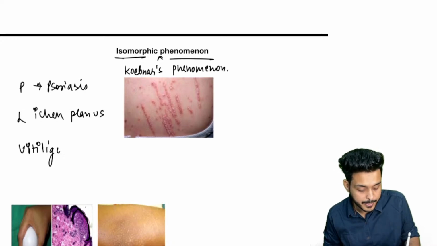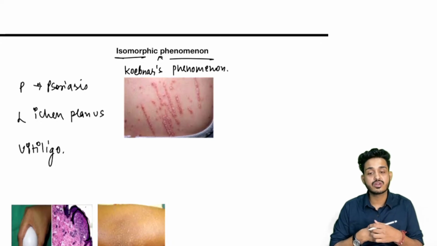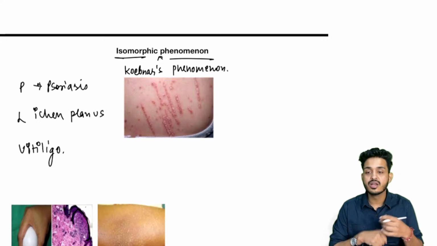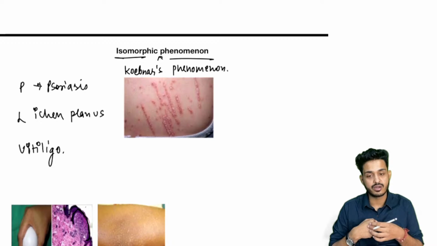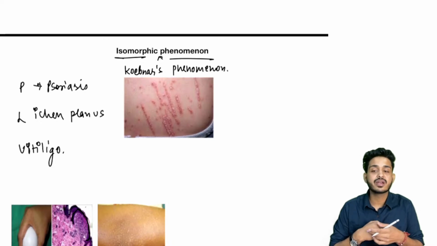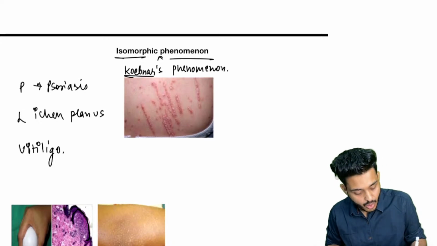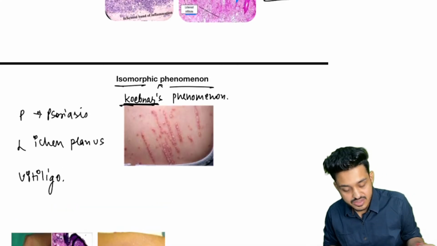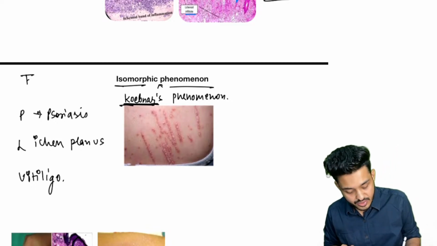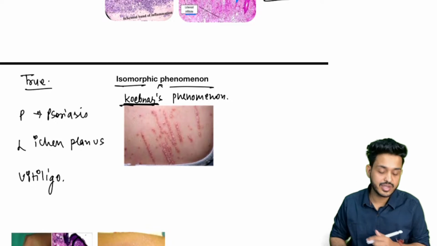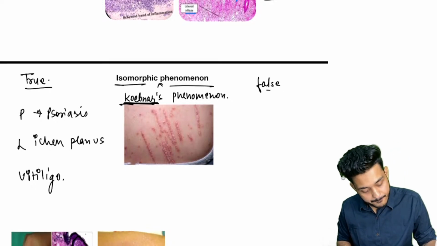So what will happen? Suppose someone has the disease. Now when he tries to scratch, or there is some kind of trauma, there will be appearance of the same type of lesion on that part. Wherever there is trauma, the same lesion will appear there. So that is known as Koebner's phenomenon, that is isomorphic. A lesion of the same morphology appears there, and this is known as true Koebnerization. We also have false Koebnerization.